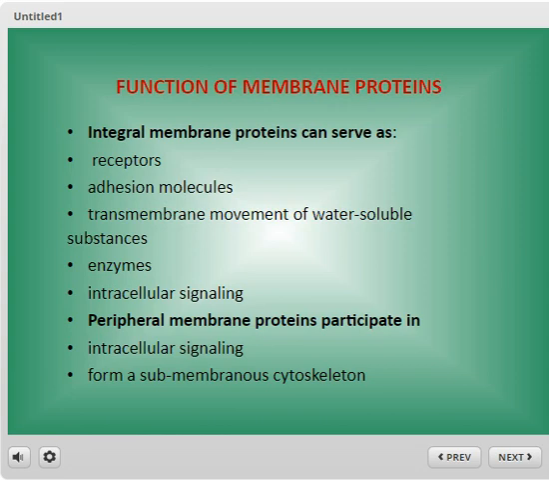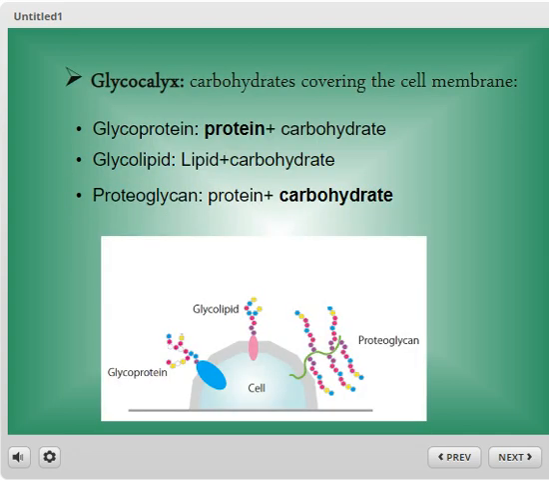For example, integral membrane proteins can serve as receptors, adhesion molecules, transmembrane movement of water-soluble substances, enzymes, and intracellular signaling. And the peripheral membrane proteins participate in the intracellular signaling and form a submembranous cytoskeleton. The other main component of the membrane is carbohydrate, and I told you carbohydrate constitutes 3% of membrane mass.